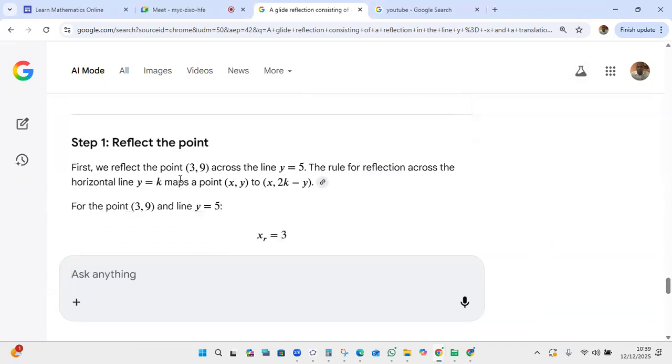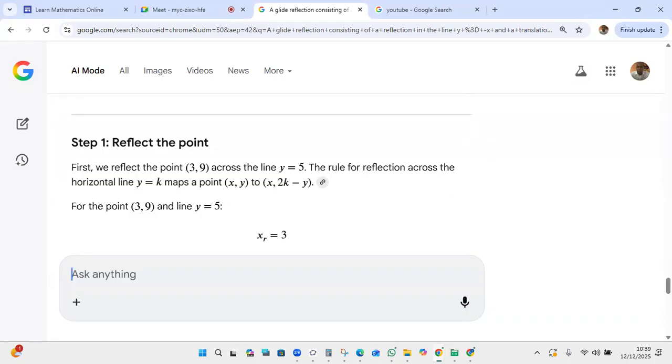First, we reflect the point 3,9 across the line y equal to 5. The rule for reflection across the horizontal line y equal to k maps the point (x,y) to (x, 2k minus y). So you have to learn that rule. It is 2k minus y. The x remains the same, but the new y coordinate will be 2k minus y. So you multiply 2 by k, whatever k is. Here k is 5, right? And then you subtract the y, which is 9.